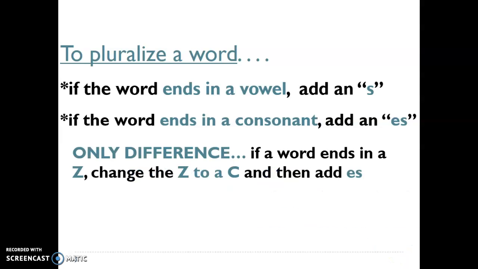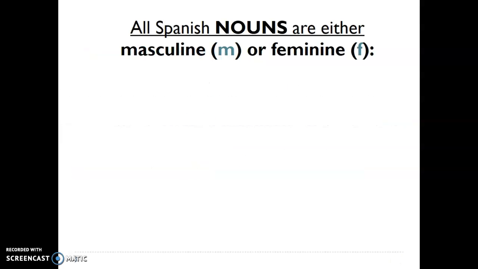Now, there is one addition to this pluralization rule. If a Spanish word ends in the letter Z and you want to make it plural, you're going to change the Z to a C, and then you're going to add your ES, because both Z and C are consonants. I can only think of 3 words in Spanish 1 that we will learn that will apply. Again, the word has to end in the letter Z. All right, this is really difficult for most Spanish 1 students to grasp, but it's very important.